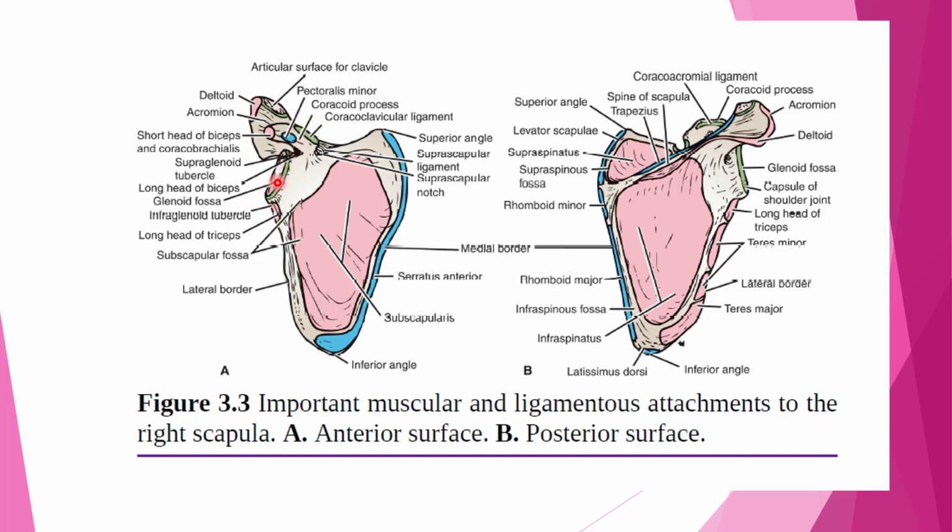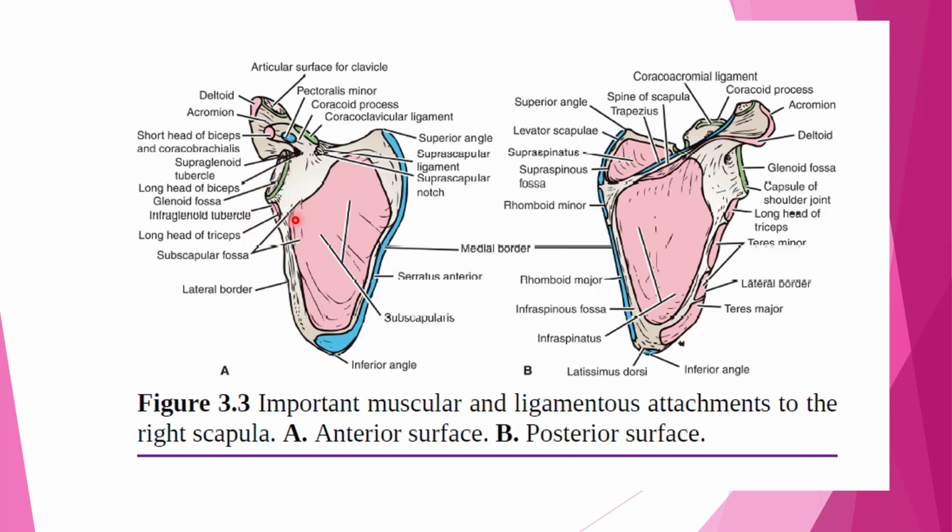Then the long head of the triceps, which I have told you, is present over the infraglenoid tubercle. See here, this red colored muscle is the long head of the triceps muscle. Red means it is the origin and blue means it is the insertion of the muscle. Remember this thing. These two colors which are shown in the diagram are for the origin and insertion of the muscle. Origin means here the muscle is starting and insertion means here the muscle is ending. So long head of the triceps is originating from the infraglenoid tubercle.